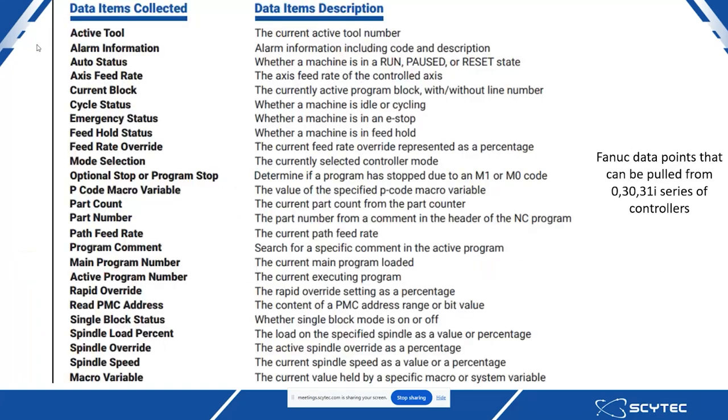And on our website, you can see a breakdown in PDF form of all of the different data items that are collected off of a certain machine brand protocol and a description of them as well. So what we're looking at here is a list of data items that are collected off of the Fanuc 0, 30, and 31i series of controllers. And you can see things like we are able to retrieve information based off the active tool, alarm information, cycle status, part counts, part numbers, path feed rates, spindle overrides, macro variables, and spindle speeds, and more.